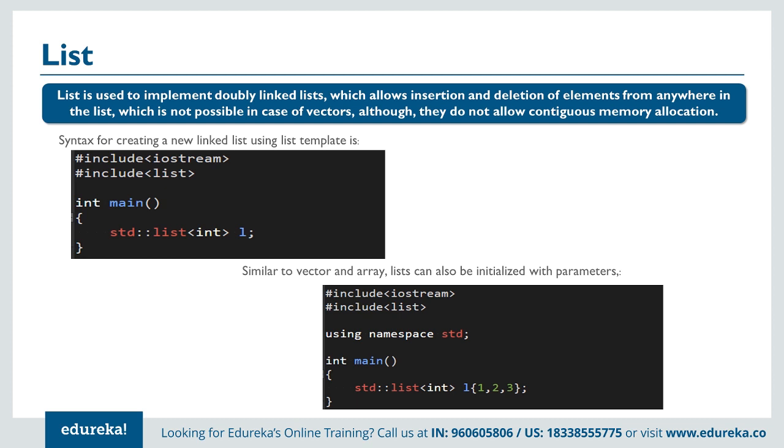Now a syntax for creating a new list can look like this. I can say std::list<int> l, where int is the data type. So this is creating a list for me. Similarly, if you want to create a list with elements in it, you can see here that, similar to vector and arrays, a list can also be initialized with parameters. So here I am creating a list holding 3 integers: 1, 2, and 3.